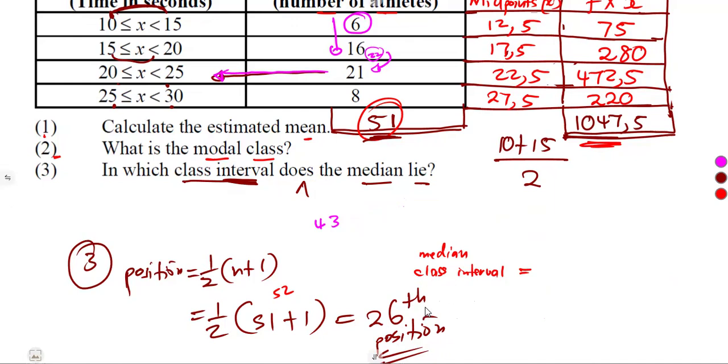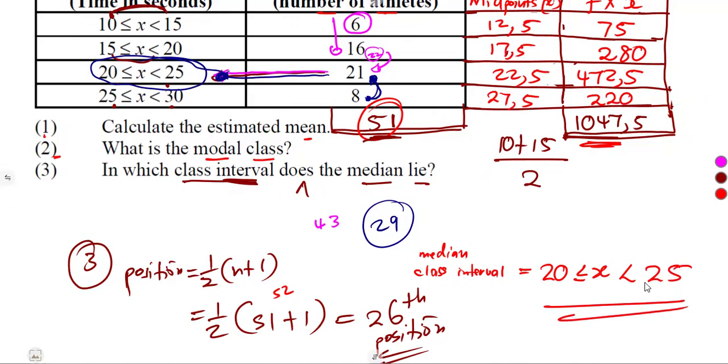Okay, let us count from the other end. From 8, we are still less than 26. We are not yet at the 26th position. So we add 8 plus 21, which is 29. As you can see, guys, we have exceeded the 26th value. So it appears within that interval, where we now take the class interval that is represented there. So that's our class interval where the median lies, which is x greater than or equal to 20, but less than 25.